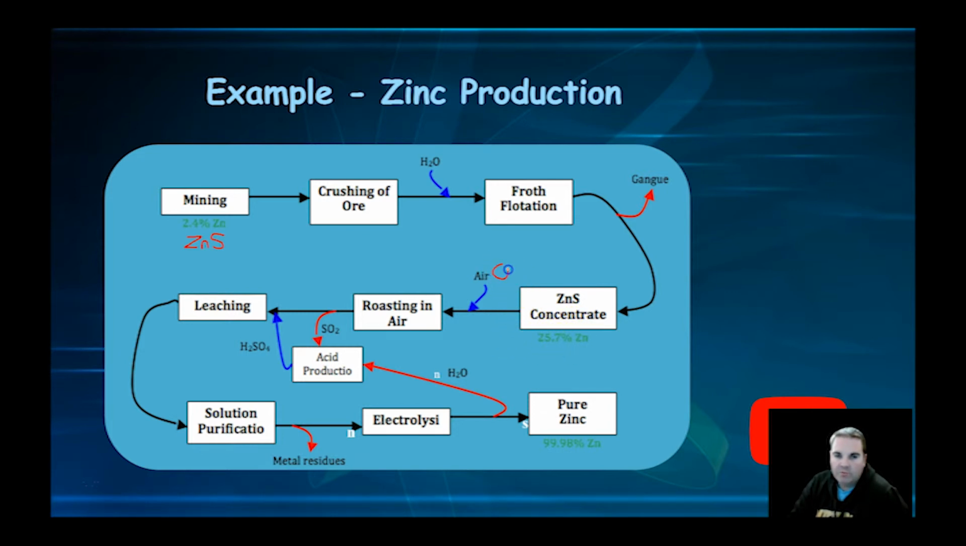We bring air in, which supplies oxygen, O2. That oxygen converts the zinc sulfide into zinc oxide, which is far more beneficial for us to do some electrolysis. Leaching is a term for dissolving into something. So what we're doing is taking zinc oxide and dissolving it in sulfuric acid to turn it into zinc sulfate. And then we go through solution purification.